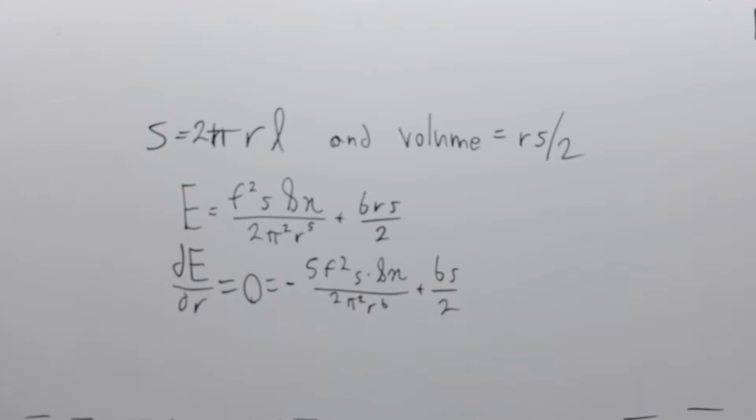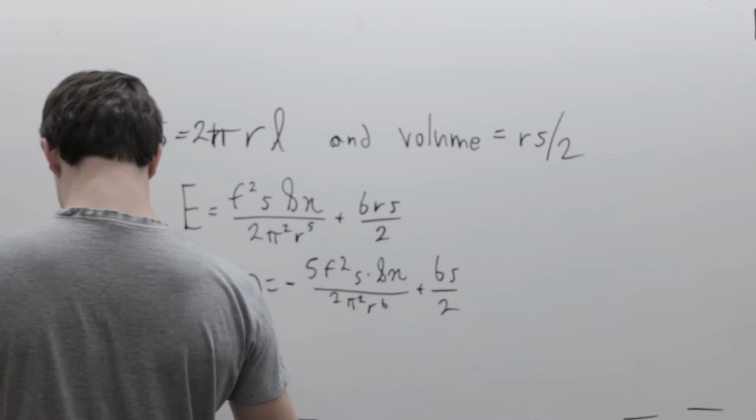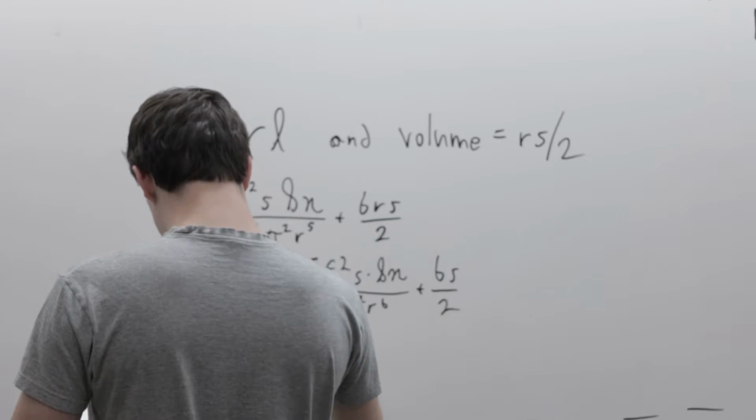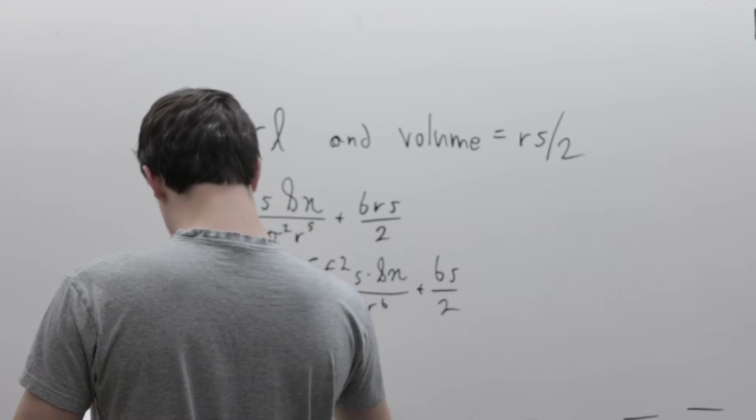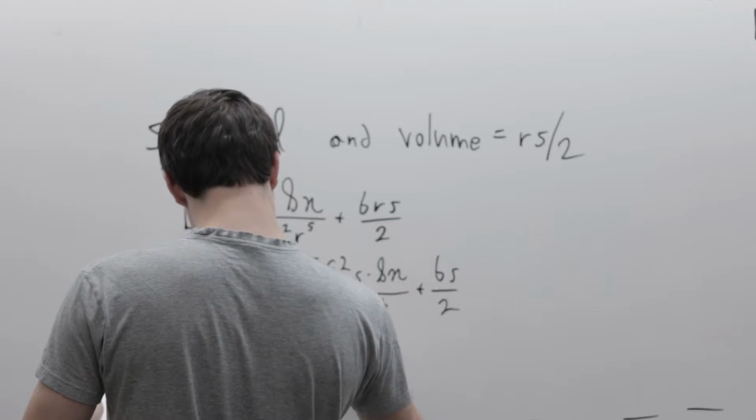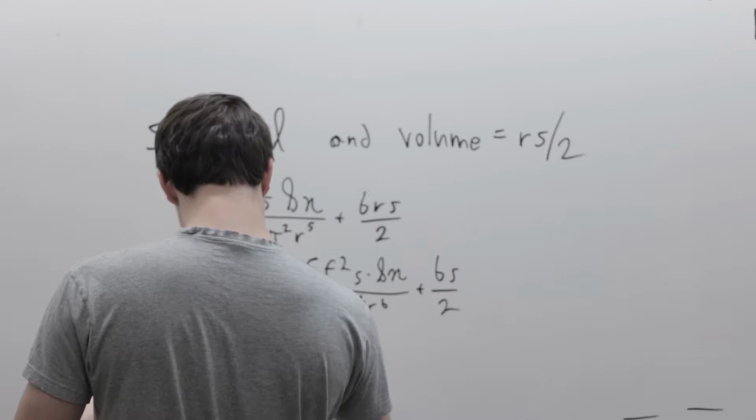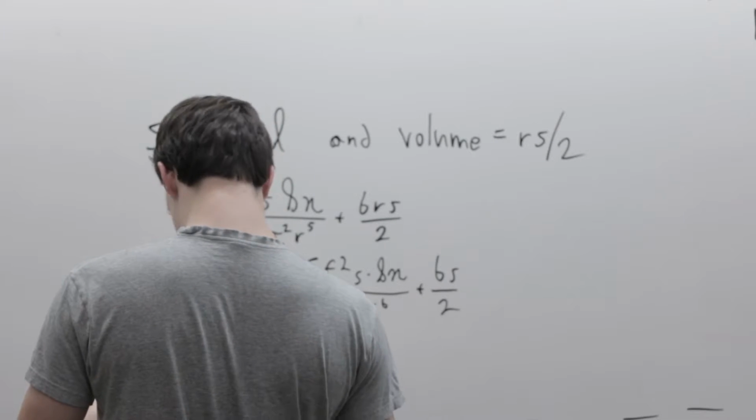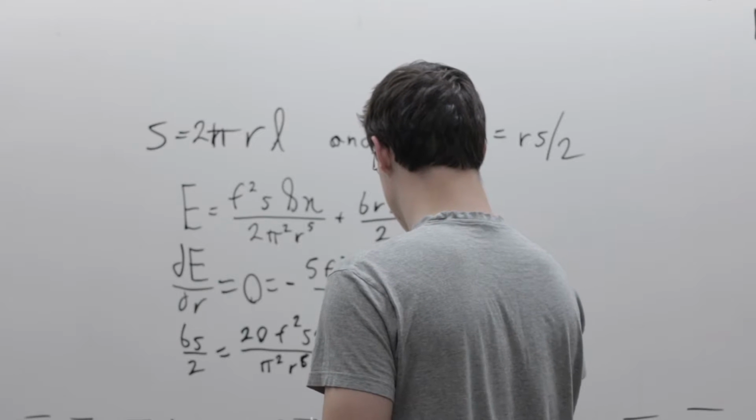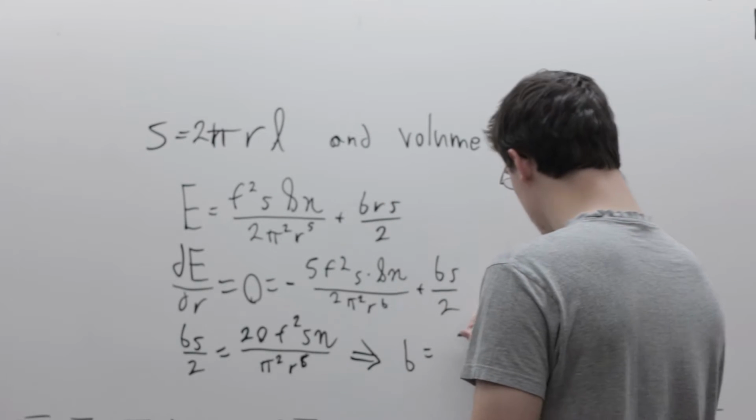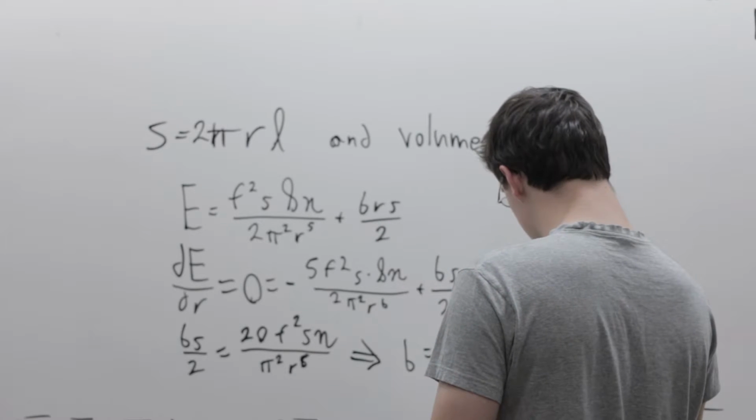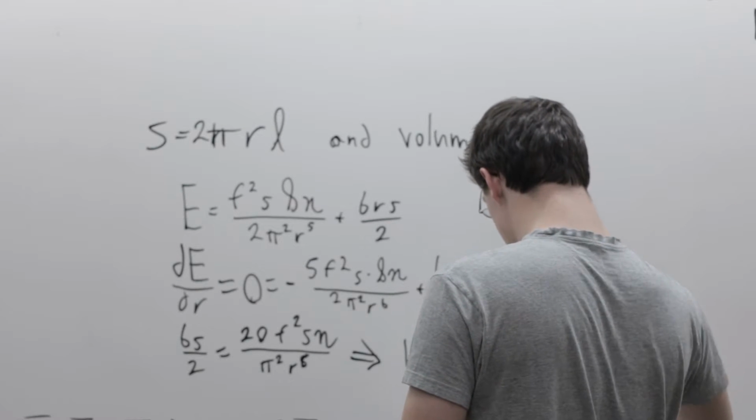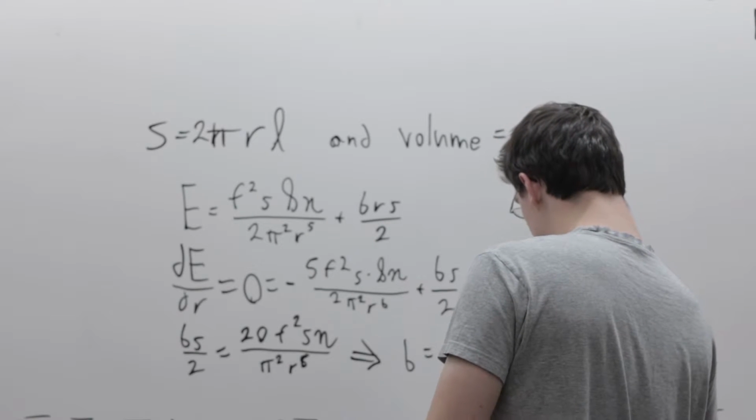let's see, B S over 2 equals 20 F squared S eta over pi squared r to the 6th, which implies that B equals 40 F squared eta over pi squared r to the sixth.